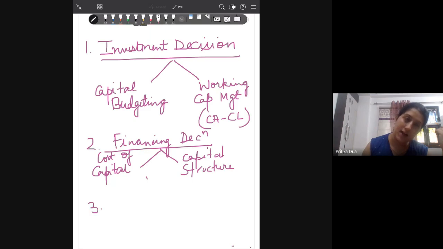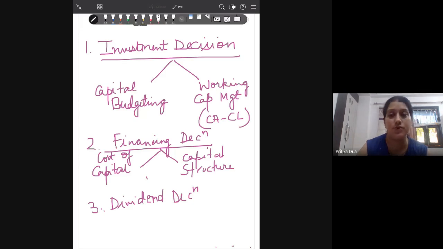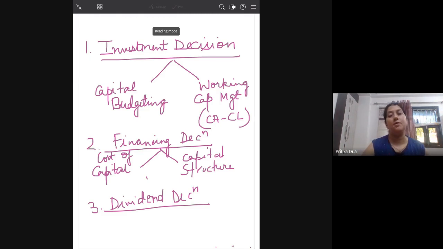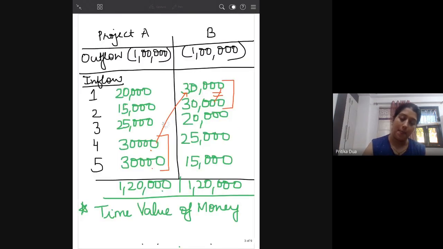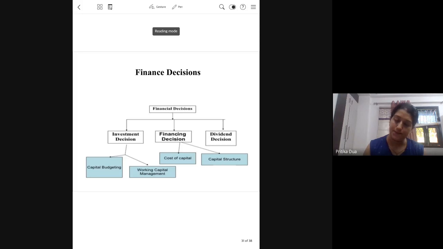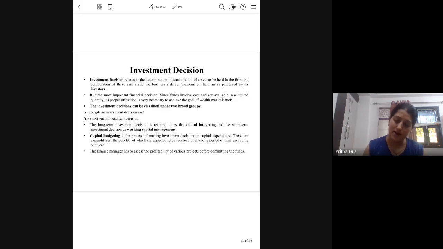So once we have raised the money, invested the money, you earn some profit and then you have to make the third decision under financial management, which is the dividend decision. So how much of the profits earned should be distributed and how much of them should be retained by the firm. So these are the main financial decisions which a firm takes. So this is just the explanation.